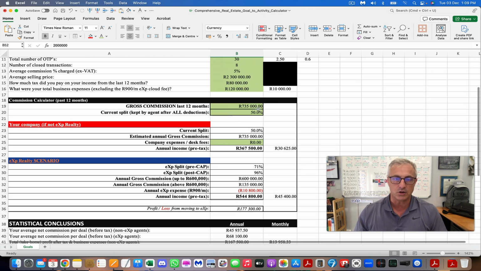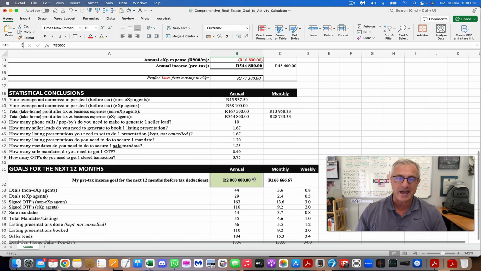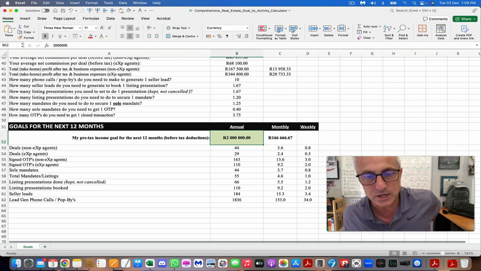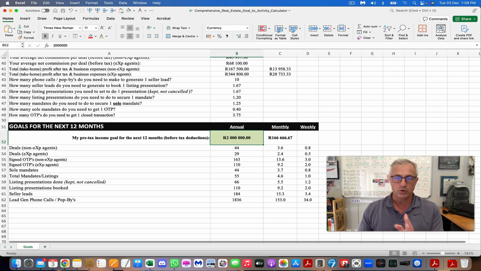I did earn 735,000 in the last year. I'd like to earn 2 million. What would I have to do to earn 2 million? And the spreadsheet is now going to tell you, in order to earn 2 million Rand, you'd need to do 44 deals if you're a non-EXP agent, or 29 if you're an EXP agent. You'd need to do 163 OTPs if you're a non-EXP, or 110 if you're an EXP agent.